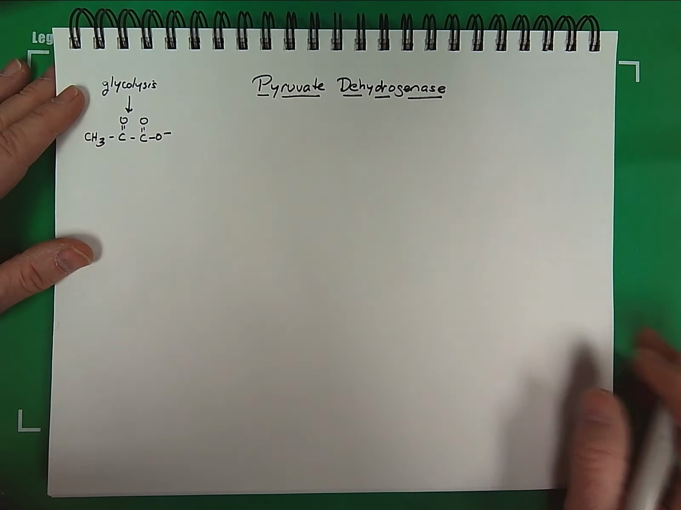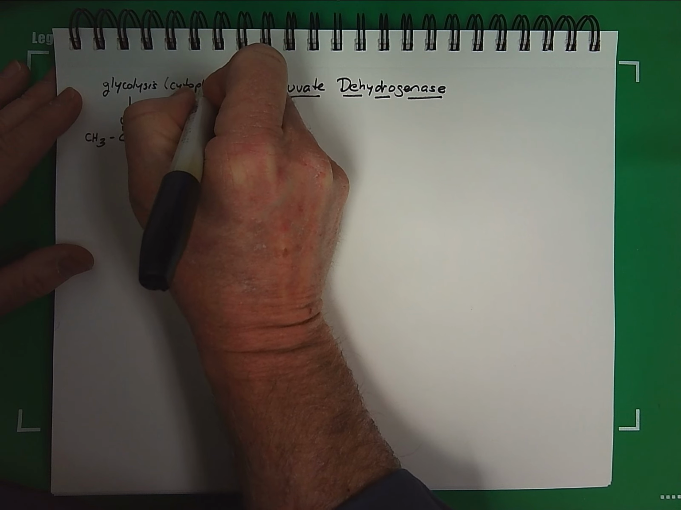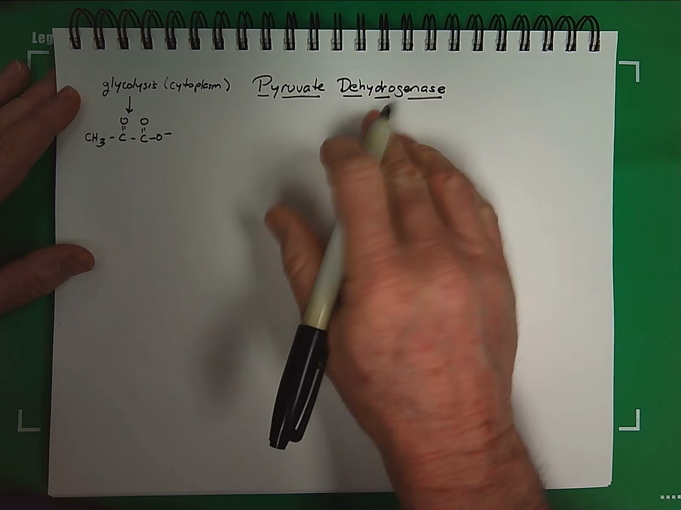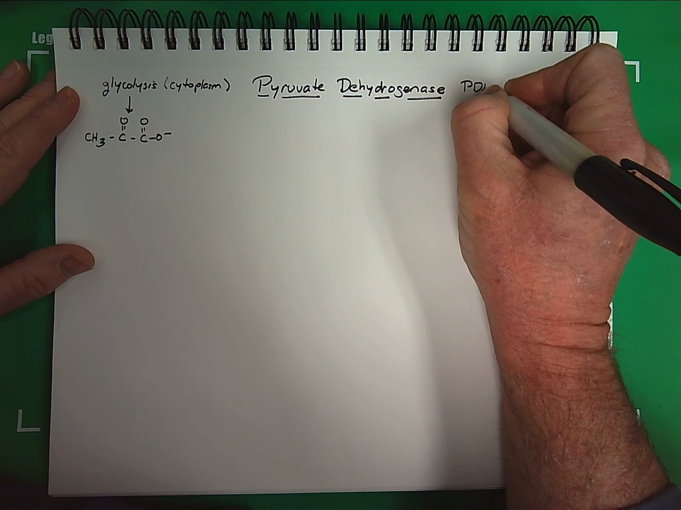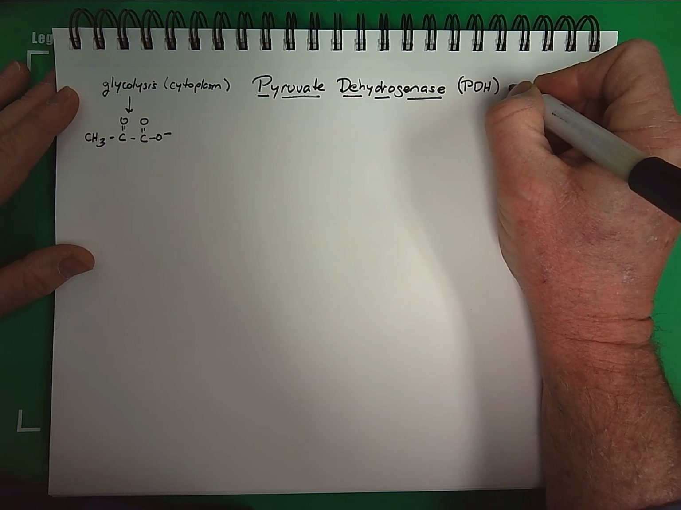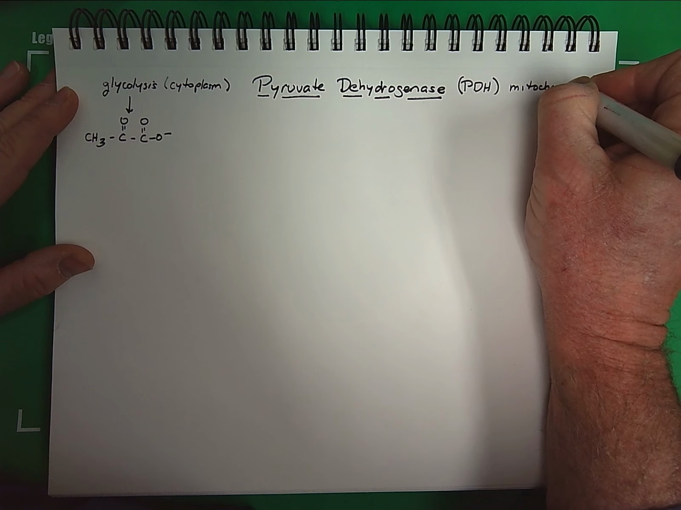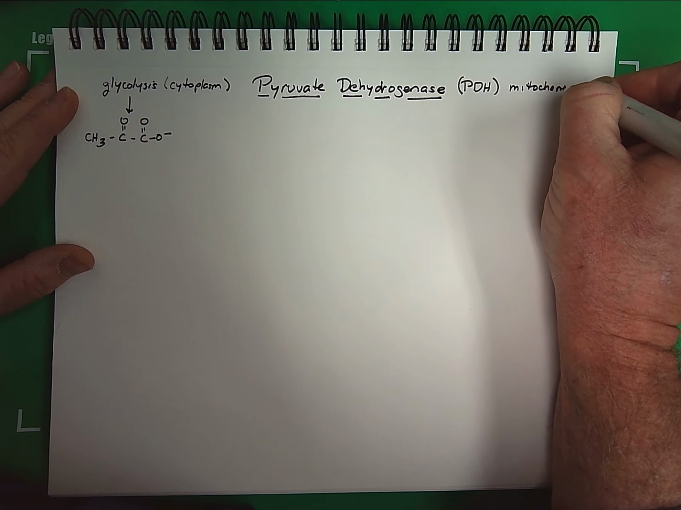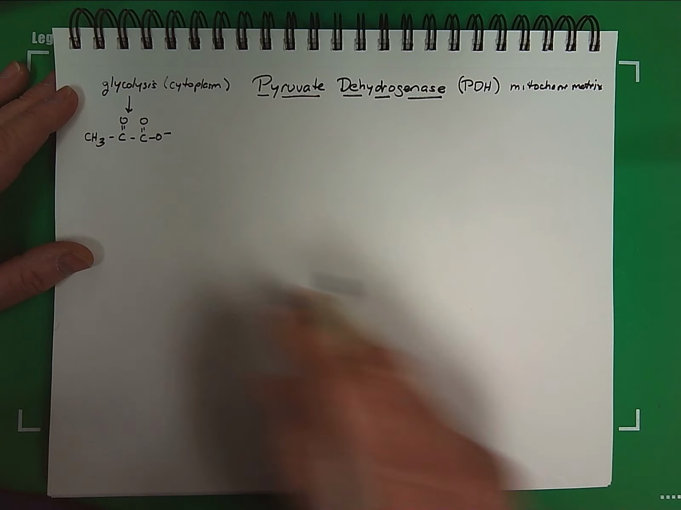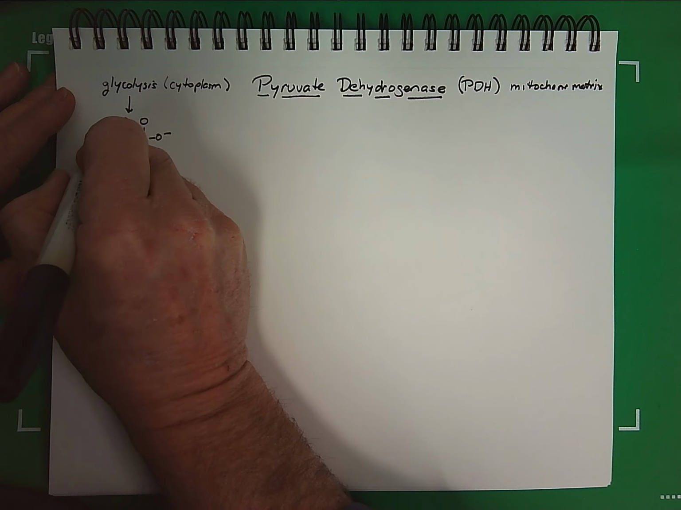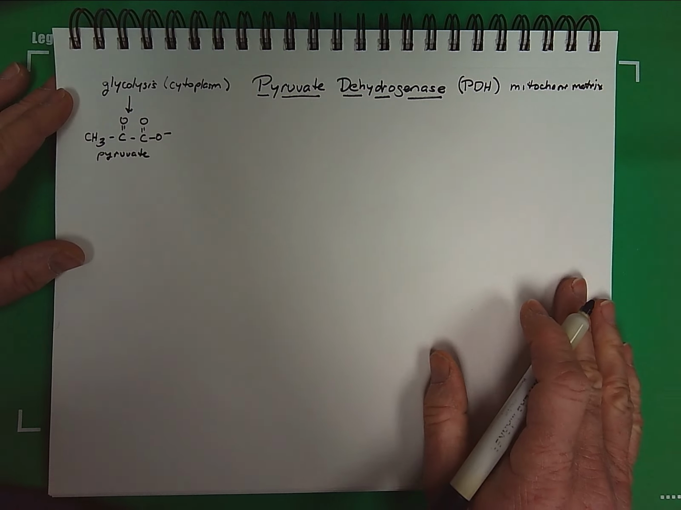Now, recall that glycolysis occurs in the cytoplasm. The pyruvate dehydrogenase enzyme, also abbreviated PDH, is located in the mitochondrial matrix. Now, that means that we need to get the pyruvate, which is found in the cytoplasm, into the mitochondria.